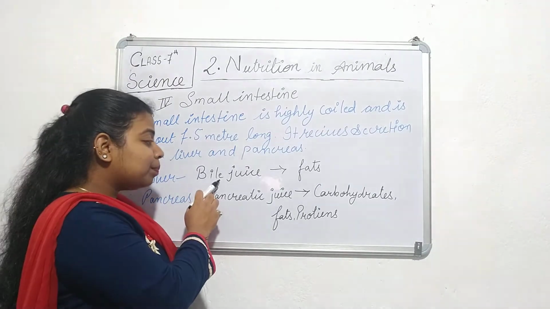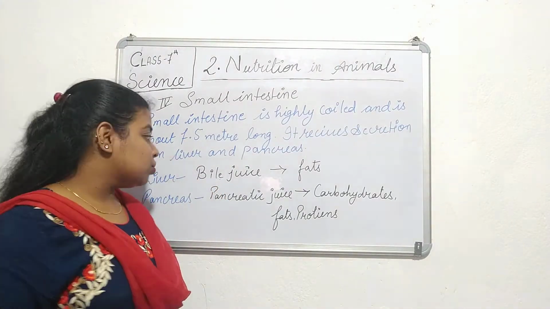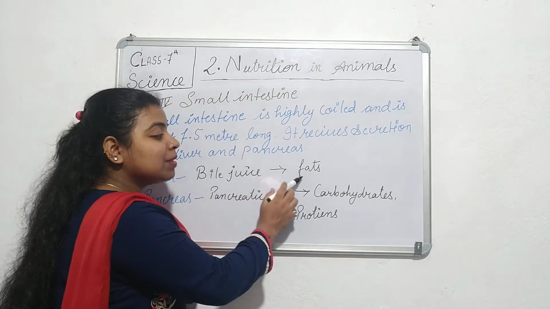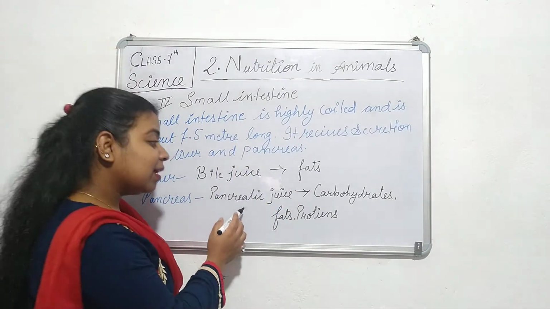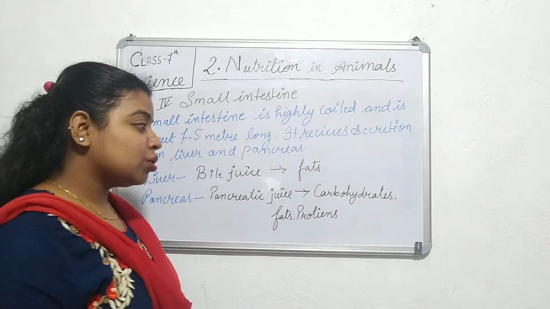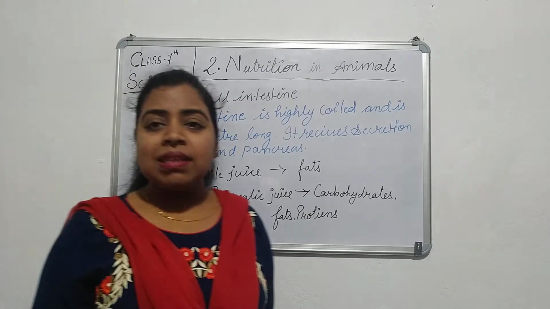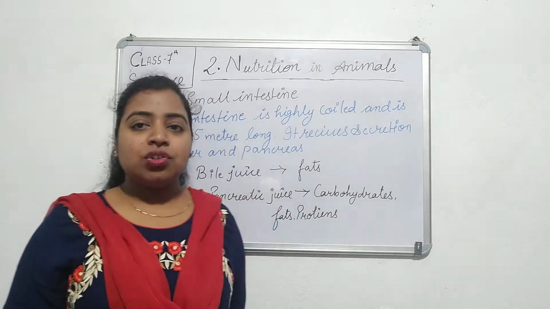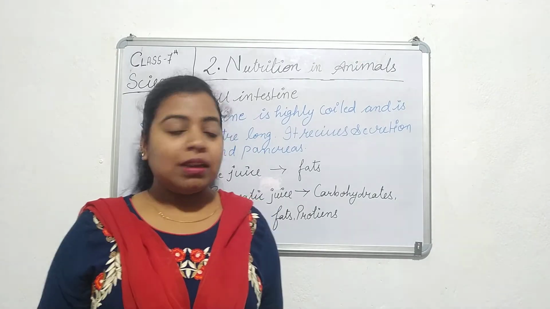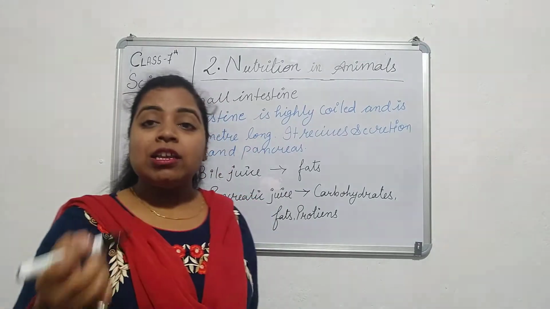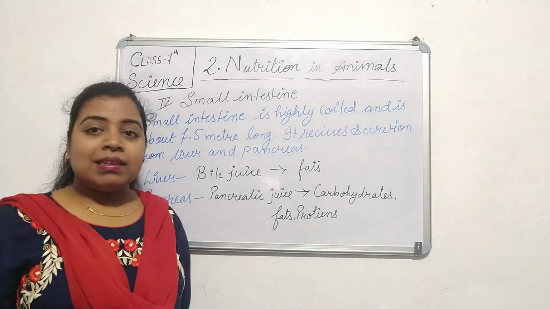So what does bile juice do? What is the function of bile juice? Bile juice helps in the digestion of fats, and pancreatic juice helps in the digestion of carbohydrates, fats, and proteins. So we can say that the actual digestion of food starts in the small intestine. Actual digestion takes place in the small intestine.